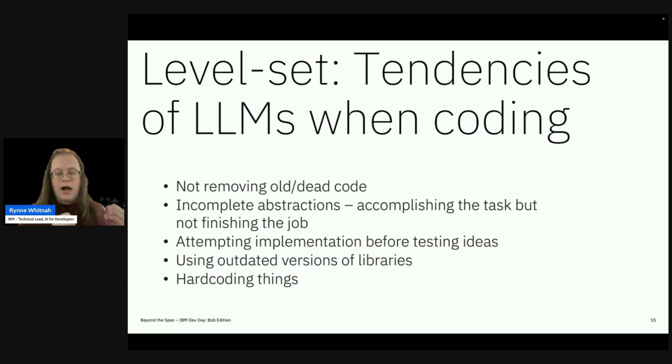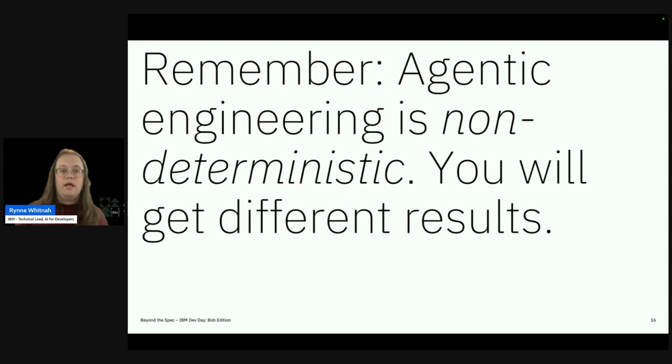And Bob is designed to provide additional quality gates, and we'll talk more about that too, to help prevent some of these problems, right? So removing old dead code is sometimes something that an LLM will forget to do because it doesn't have the entire context of the repo and what you're trying to do in its context window. Attempting implementation for testing ideas, hard coding things, these can happen. So we are going to talk through some ways to avoid that and make sure that you get good results.